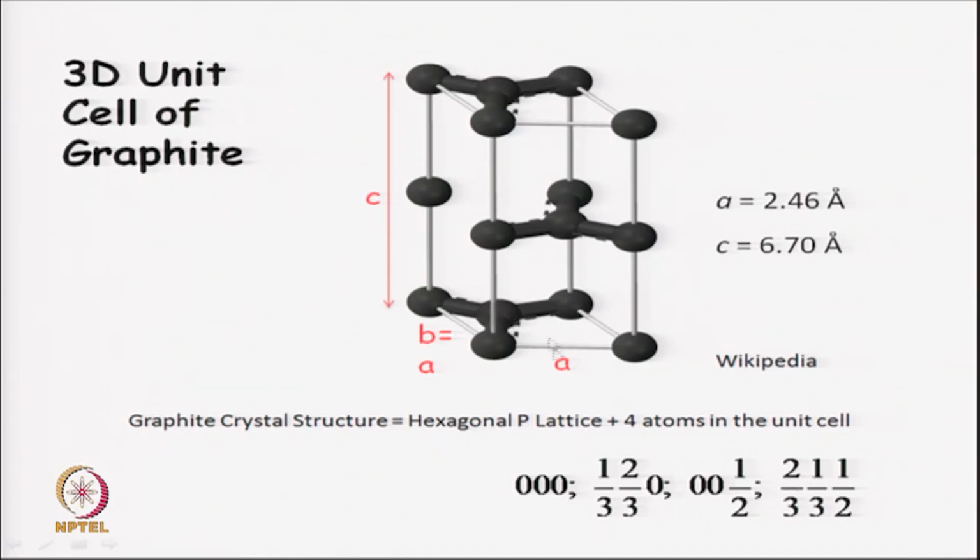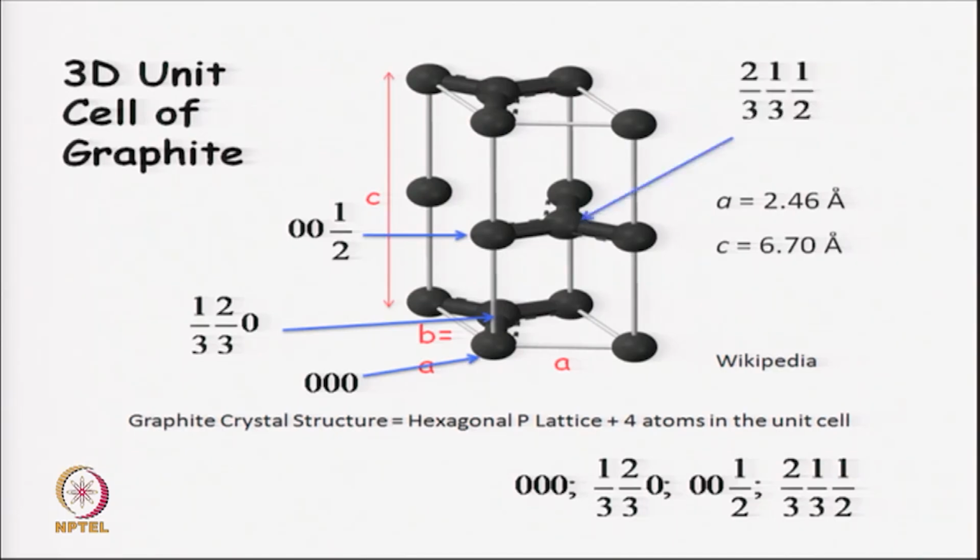Then 0 0 1/2 will be this one, and then 2/3, 1/3, 1/2 will be the other one in the middle plane. So, if I specify that, this is 0 0 0, this is 1/3, 2/3, 0, 0 0 1/2, and 2/3, 1/3, 1/2. I am showing you the results. Working out is not that difficult. By using the geometry of triangles, you can work out these coordinates.